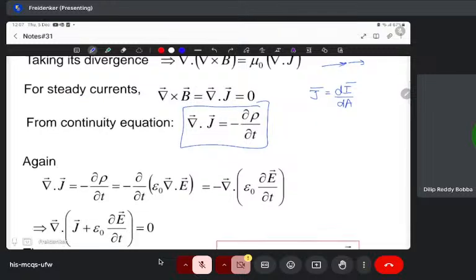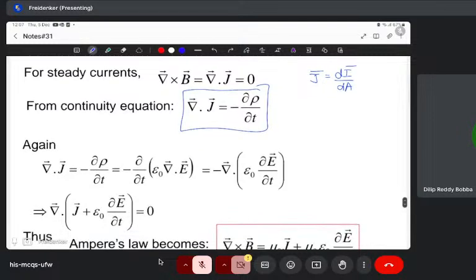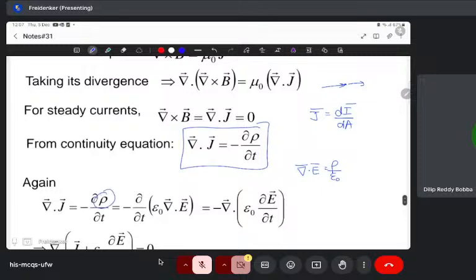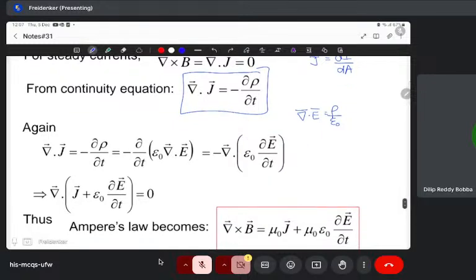But let's say we are not dealing with steady currents. Then what will happen? Okay, this person is using Gauss's law, right? We know divergence of E is rho by epsilon. So he's replacing rho with epsilon naught divergence of E, and then he's taking the divergence operator outside. So you have this.